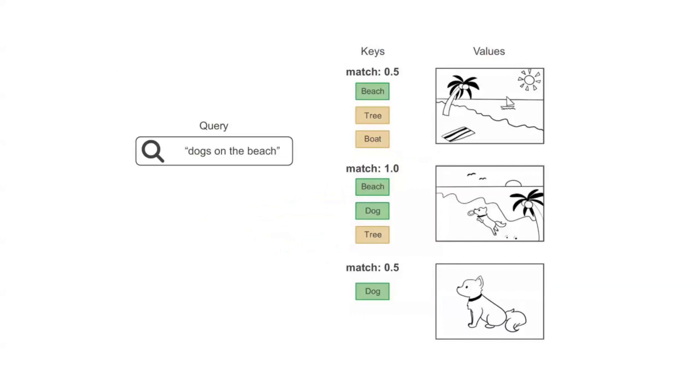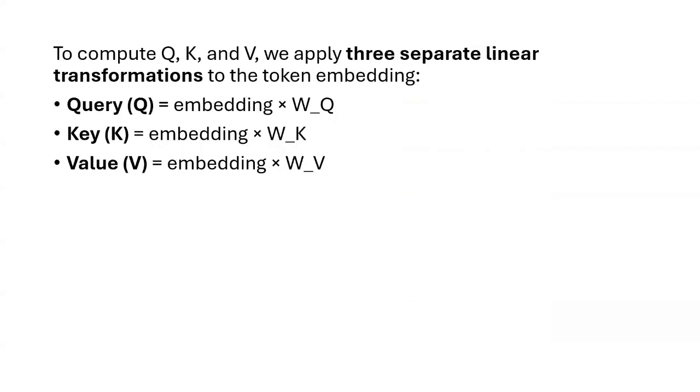Some more examples. If you write dogs on the beach to search something like this, it will match wherever it matches more, and it will search and give the result to you. So these are examples of this. So we will just try to see how we will calculate Q, K, and V for any embedding value.